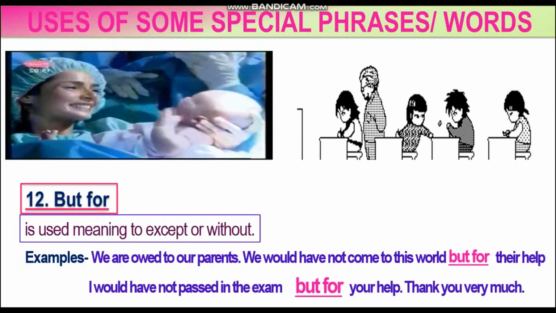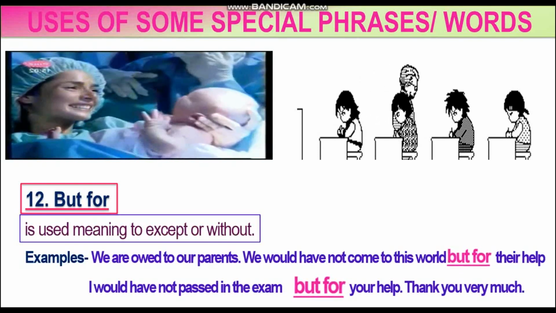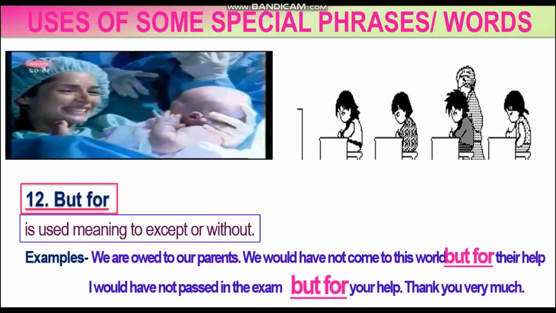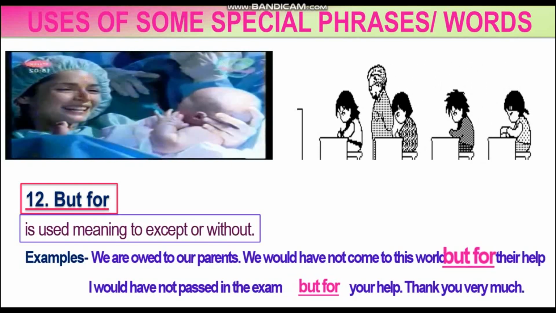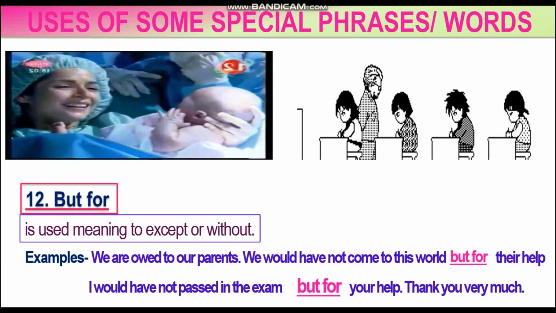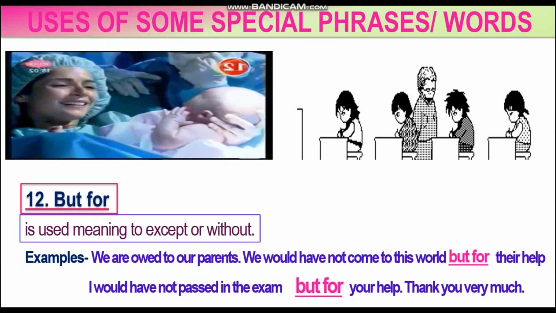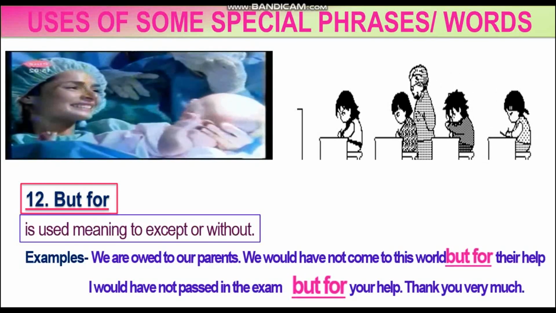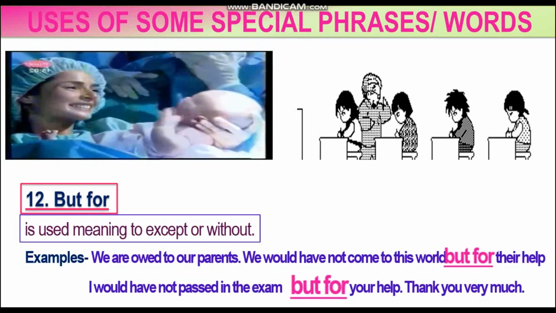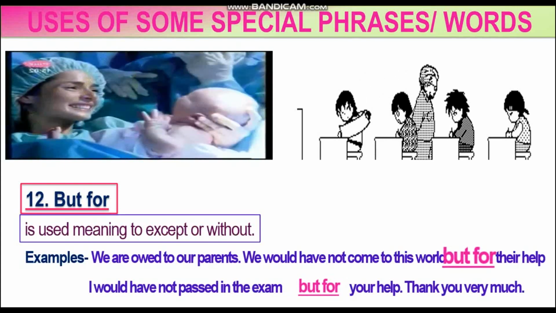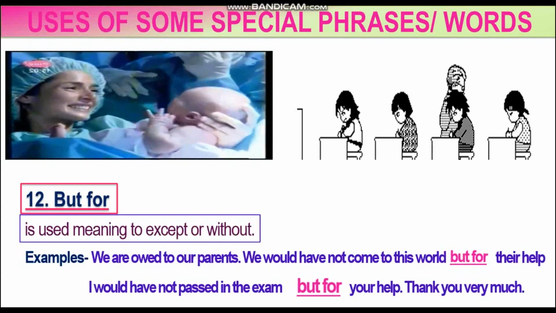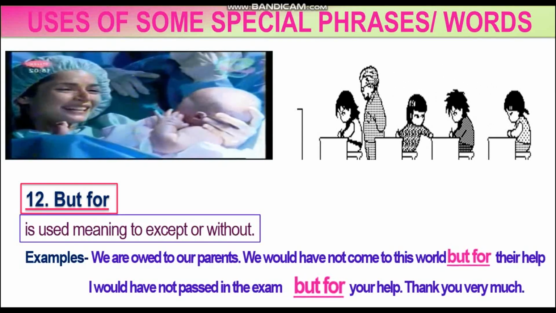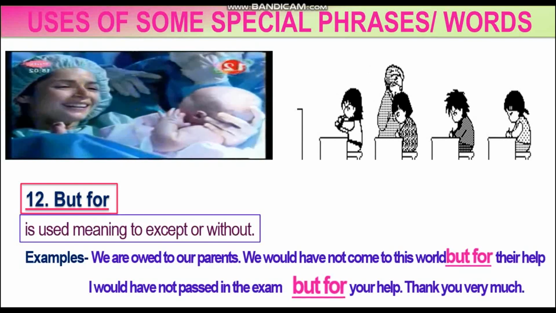Here in the first instance, we would have not come to this world but for their help. That means our parents helped us to our birth. In the second instance, I would have not passed in the exam but for your help. That is, you helped me to pass in the exam. And so, the phrase but for is used in the sentences.